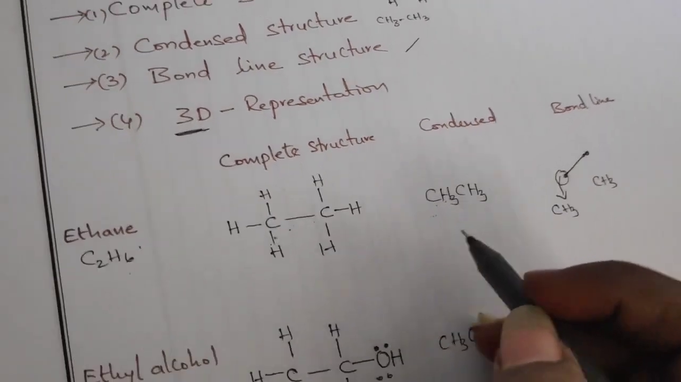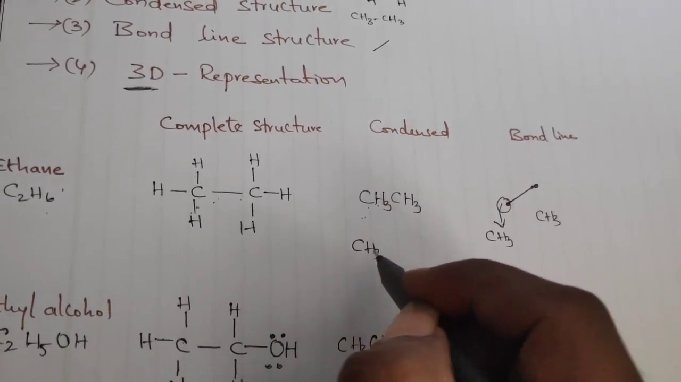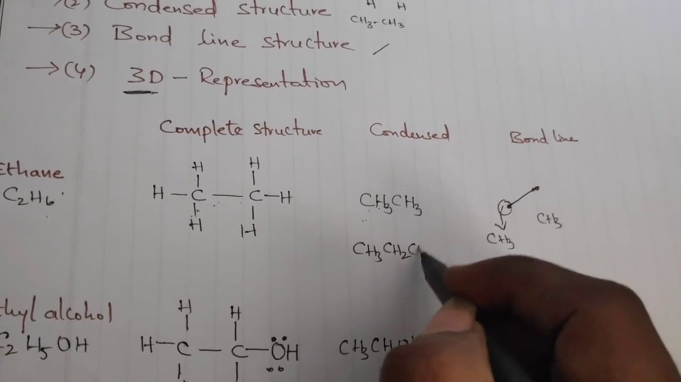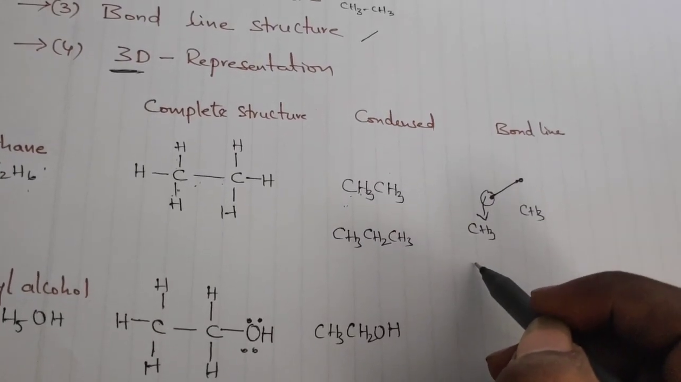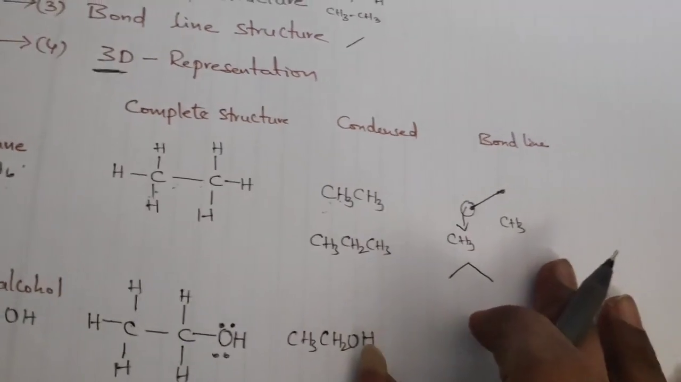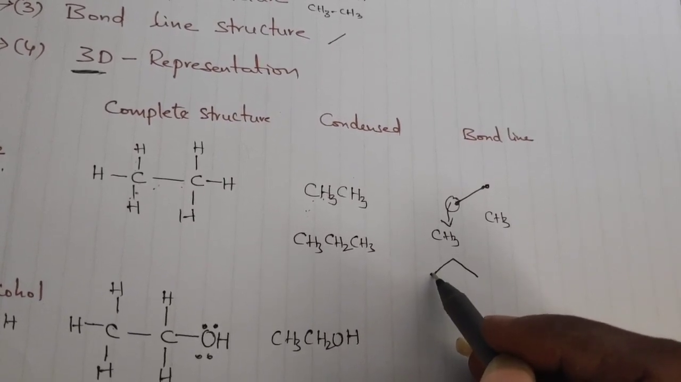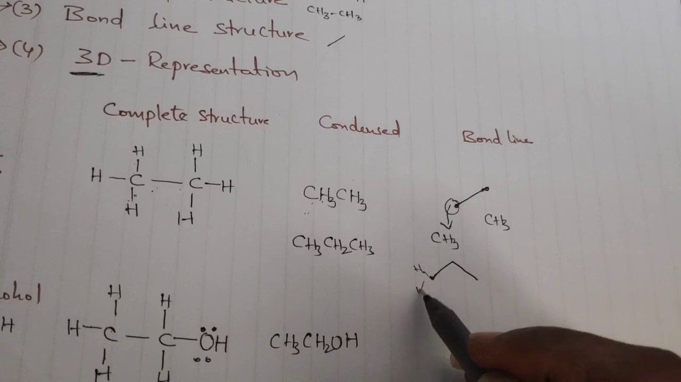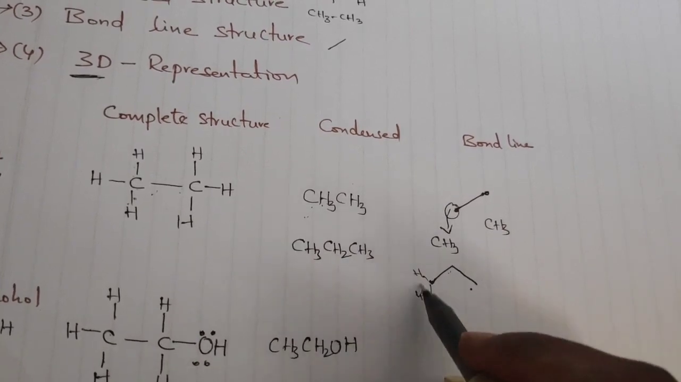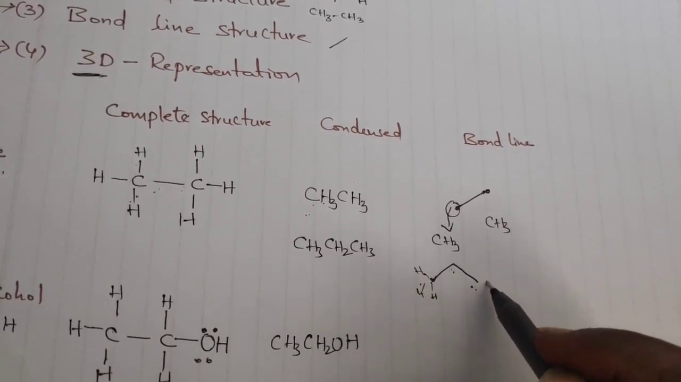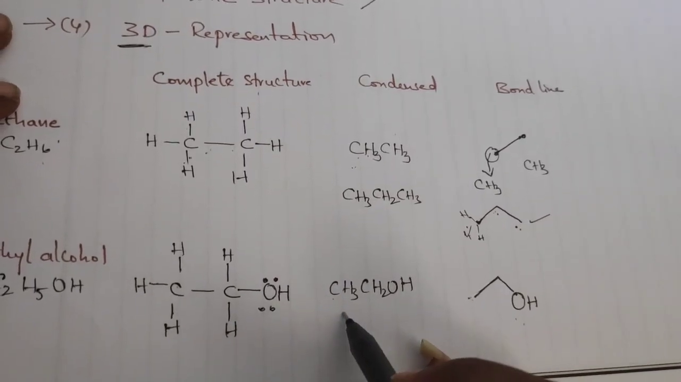So if you go for propane, the propane condensed structure is CH3, CH2, and CH3. If you write the same formula for propane in bond line structure, it is in zigzag manner. So this is the bond line structure of propane. Here it is a terminal carbon with single bond. So this is assumed to be carbon having three hydrogens. So this has two hydrogens and this is three hydrogens. Totally CH3, CH2, CH3. So this is the propane bond line structure. And this is the bond line structure of ethyl alcohol.